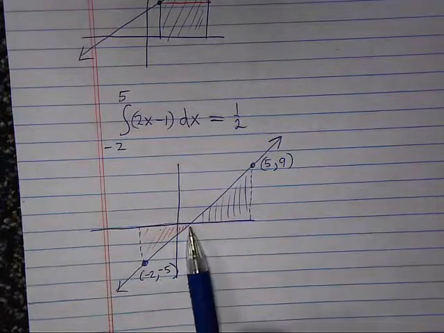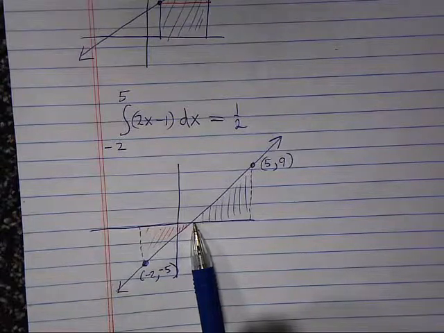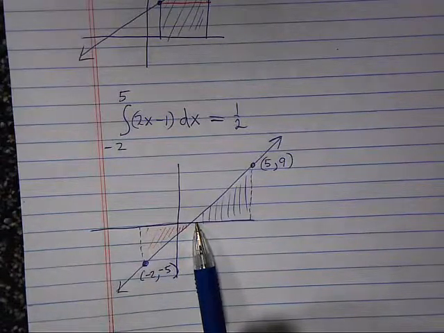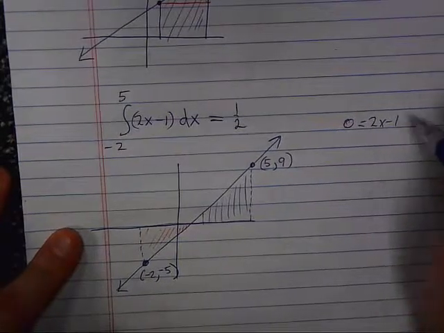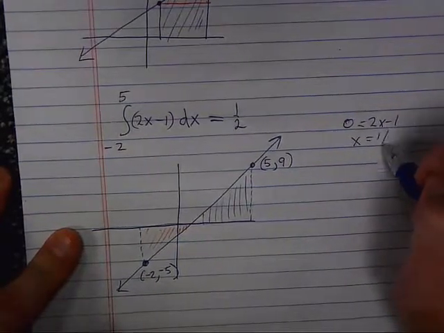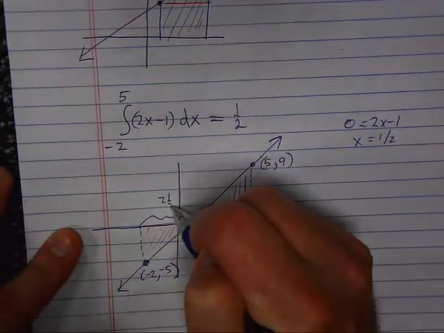What I need to do is I need to find that point right there. I need to find the x-intercept. In order to find the x-intercept, I plug 0 in for y. Absolutely. I need to know what that point is. If I plug 0 in for y, I have 0 equals 2x minus 1. So x is indeed 1/2. So this length right here is 2.5.